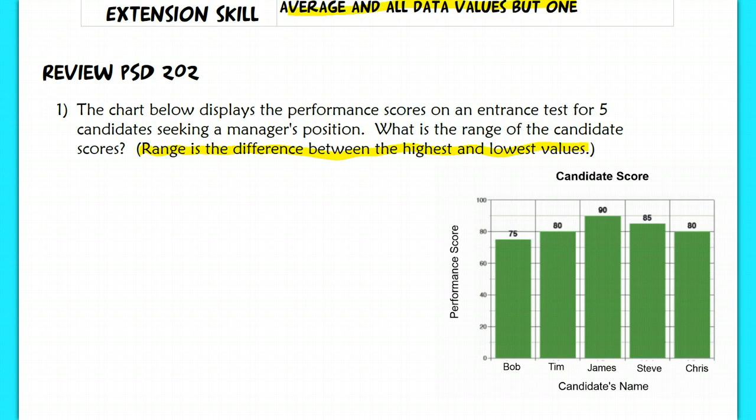Range is the difference between the highest and lowest values. Now that's a review skill. We already know that from before, but just to refresh you, we're going to find the range by taking the highest number and the lowest number and subtracting them. So the highest candidate score was James with a 90, and the lowest was Bob's with a 75. So the range of the scores is going to be found by taking 90 minus 75 to give me 15. So this is the value, the scores range is 15.